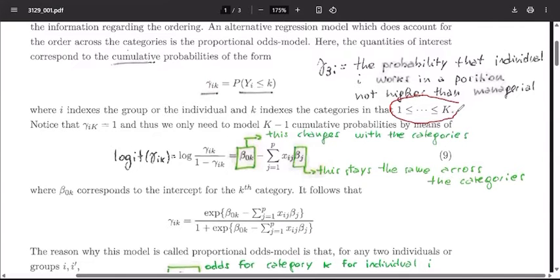It means the biggest one is going to be category K. Does that make sense? Okay, now, if that is what we have, okay, how do we write the model? And let me tell you this.